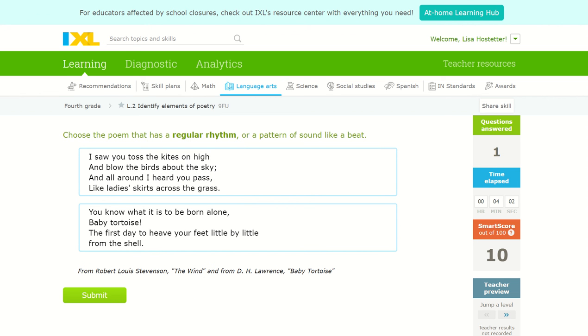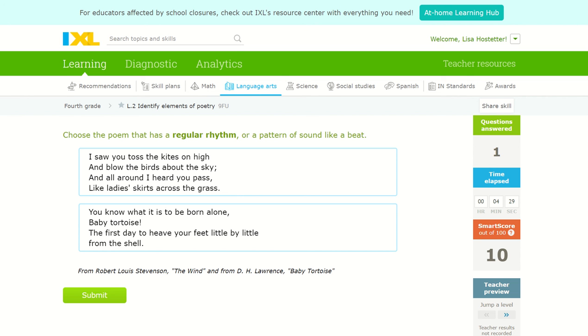Now this is focusing on what we were talking about earlier, the beat of a poem. Choose the poem that has a regular rhythm or a pattern of sound like a beat. So when you read it, it almost feels like it's set to one of those things that sometimes are on pianos and it goes tick, tick. It's like a hand that just goes back and forth. It's kind of following one of those.